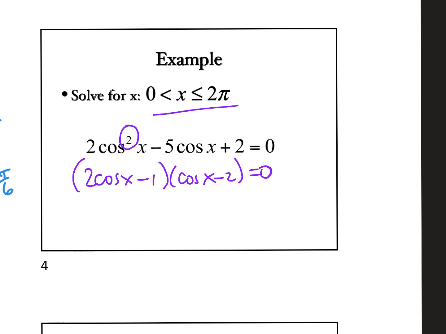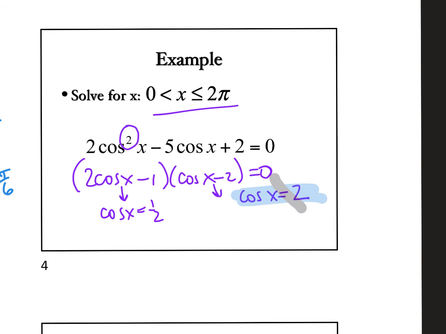If that's not making sense, or if you don't know where I got that, again, please ask in Zoom or ask in person, okay? Now, when I set the first one equal to 0, I get the cosine of x equals 1/2. When I set the second one equal to 0, I get the cosine of x equals 2. This one, let me highlight it, is extraneous. There aren't any cosine values on your unit circle that are greater than 1. Okay, so again, you did do this problem correctly. It's just an extraneous solution.